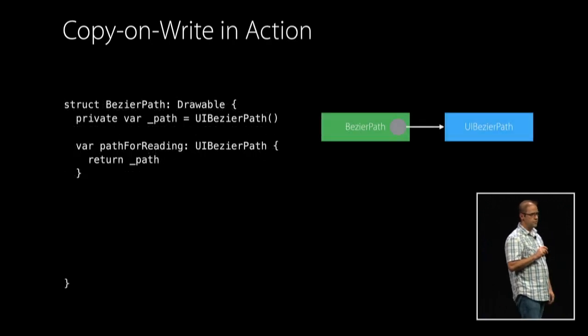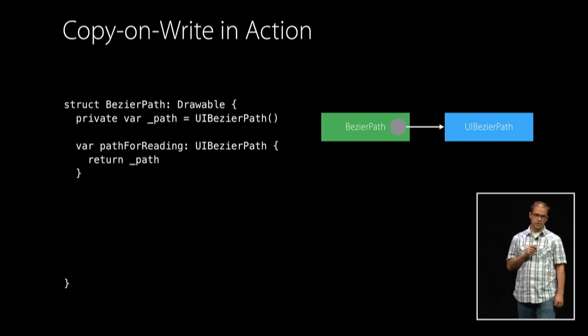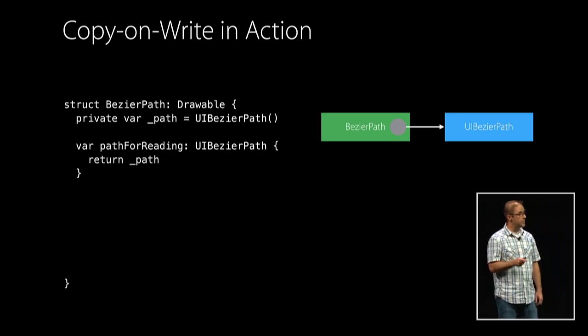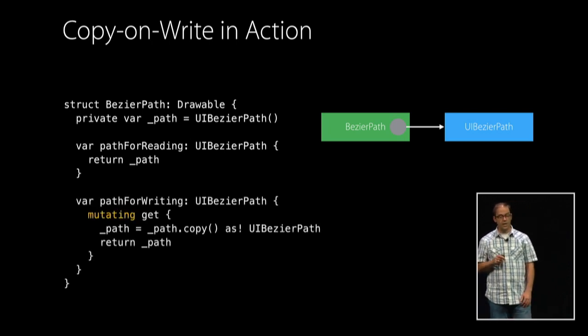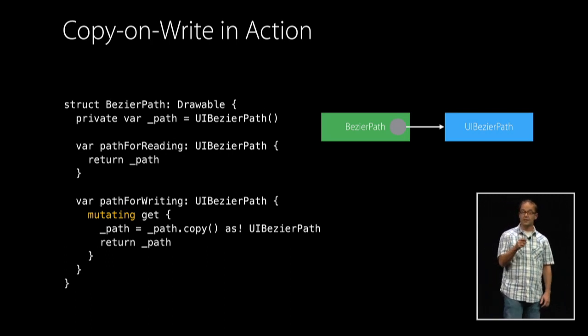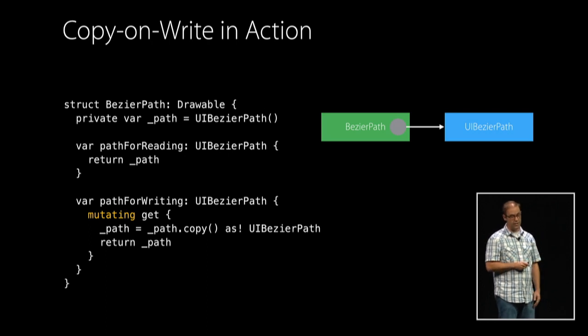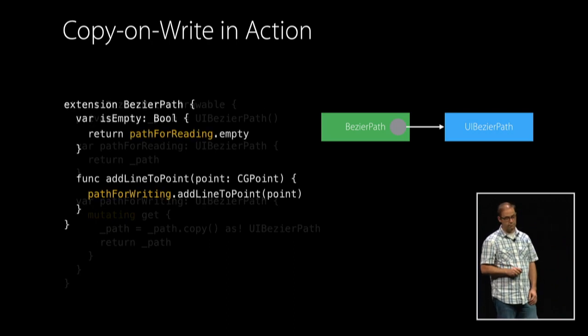To do that, we need to introduce a couple of new things to our Bezier path. First, we want to make our path instance private. And next, we want to implement this computed property, path for reading. From there, we'll return our private instance variable. And we want to make a path for writing computed property that's marked as mutating. That's going to, in fact, change the state. So we've marked it mutating. And we set path equal to a new copy of our existing path. Now we have both a reading copy and a way to get a writing copy.